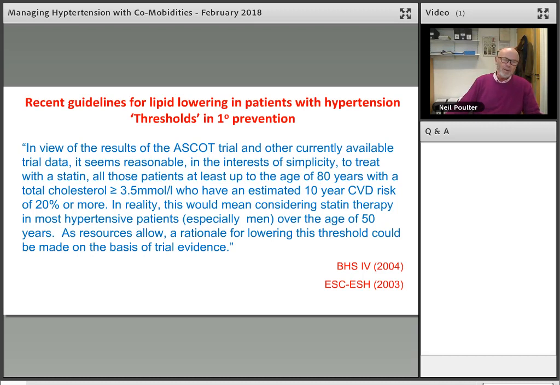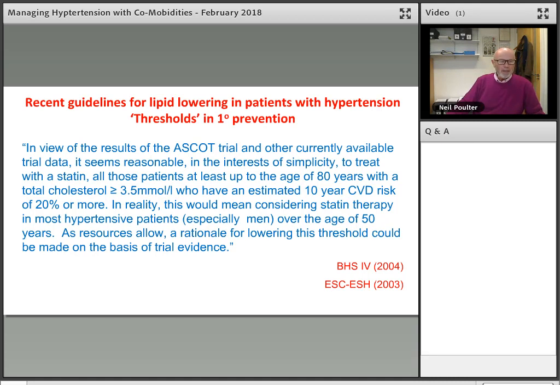If you want that in milligrams, multiply by 40, so you're talking about 135 milligrams percent, who have an estimated 10-year cardiovascular risk of 20% or more. In reality, this would mean considering statin therapy for most hypertensive patients, especially men over the age of 50 years, and of course most hypertension is over the age of 50 years.